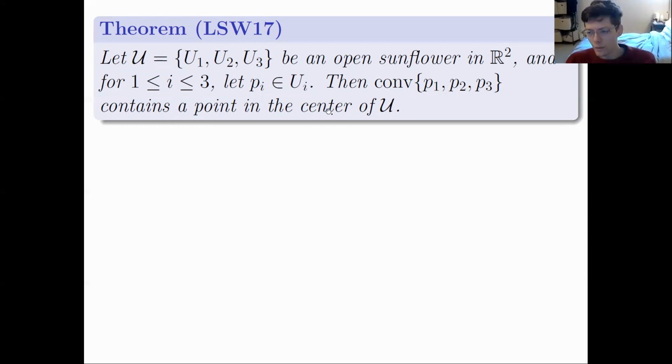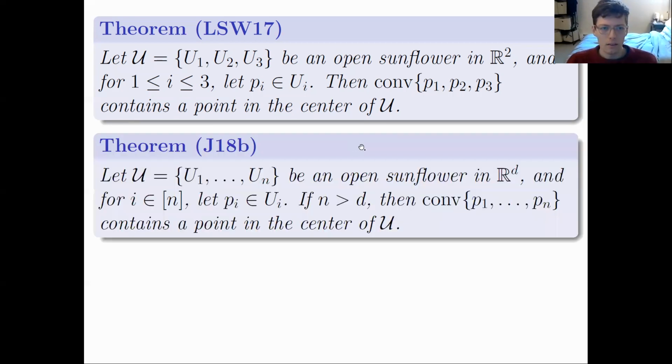And I'm going to tell you 2 generalizations of this theorem, and there's going to be a lot of text on this slide, but then I'll draw some pictures, which I hope will illuminate what's going on. So this was 3 petals in R2. It turns out the same thing is true if you move up to D+1 petals in RD. As long as you have more petals than the dimension, if you choose a point from each petal and take the convex hull, you're going to hit the center.